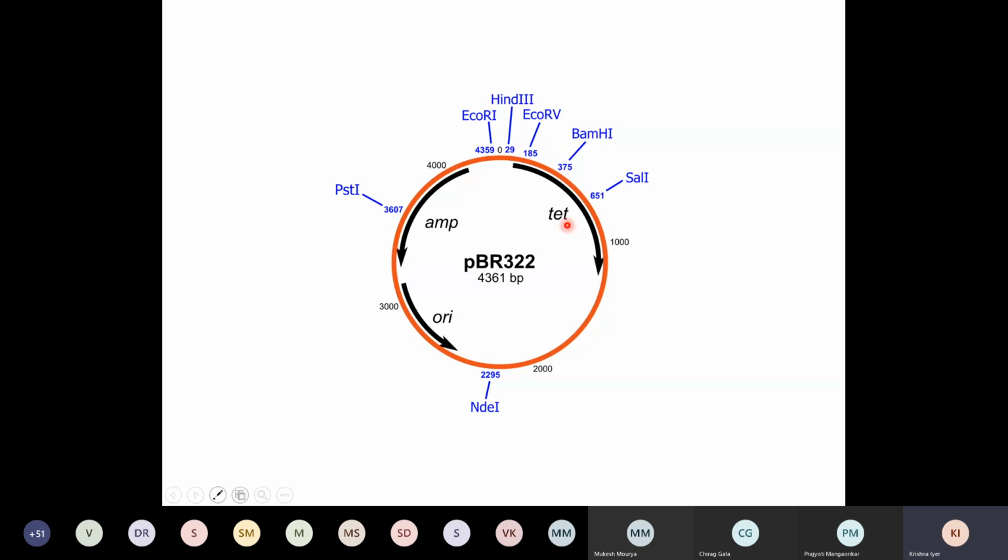What does this mean? If I have a bacteria which contains this pBR322 plasmid, it will be able to grow even if you put ampicillin in the media or tetracycline in the media or both in the media, because it provides that advantage to that bacteria.